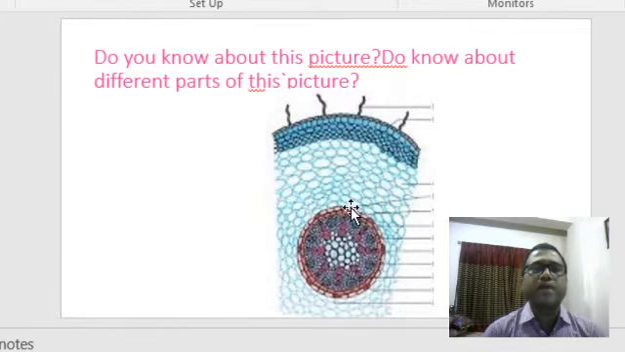cortex, and the outer surface of this ring is known as endodermis, and the inner layer is known as pericycle. Here are present xylem and phloem, which are known as vascular bundle, and this middle portion is known as medulla, and in between the xylem and phloem the medullary layer is present. This is all about the different types of tissue.